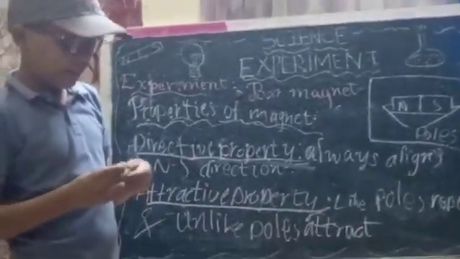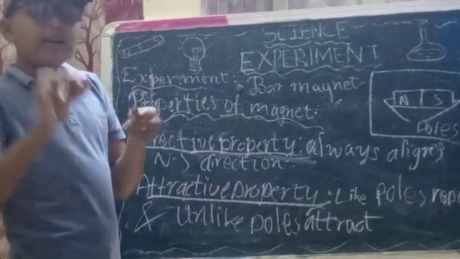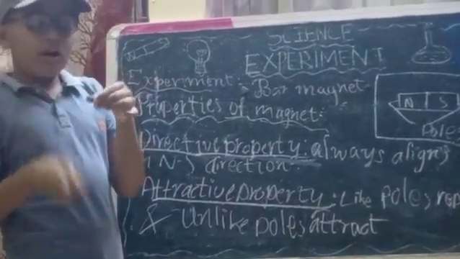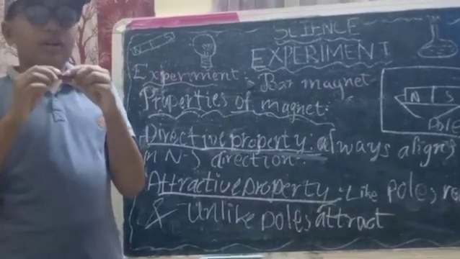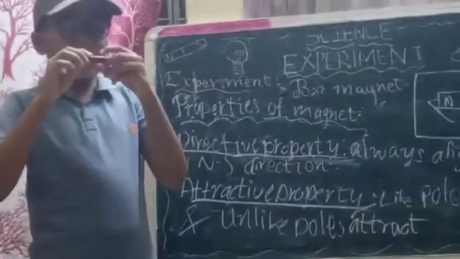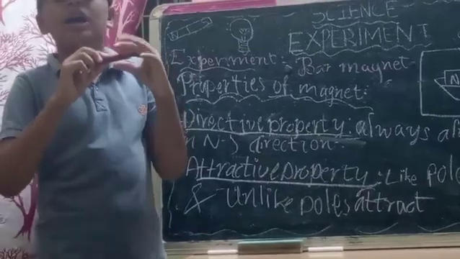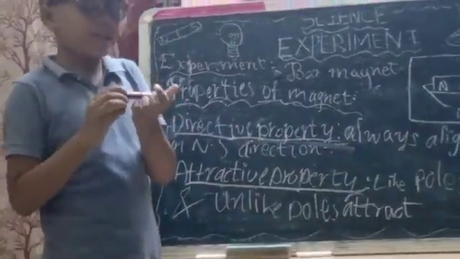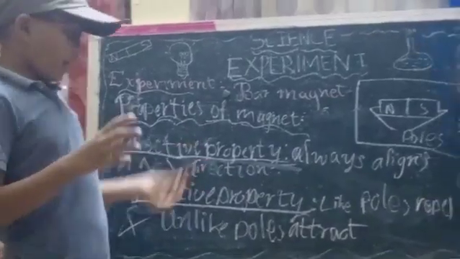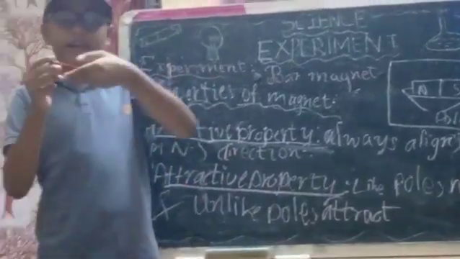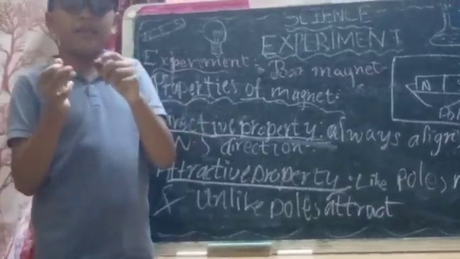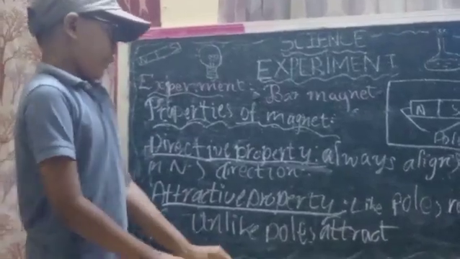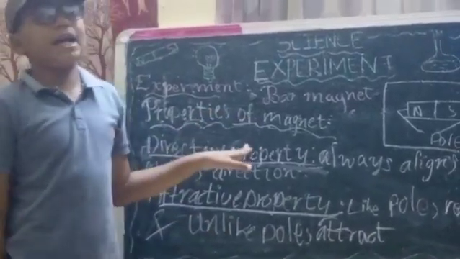For example, take north and south. These two poles attract because they are unlike poles. They are not the same poles, but they attract. So unlike poles will attract like this and like poles will repulse like this. So these are the properties of a magnet.